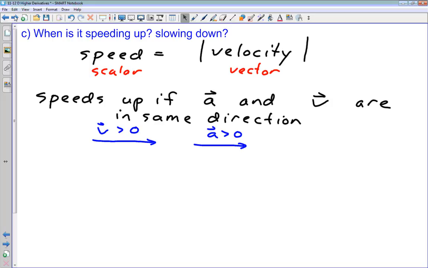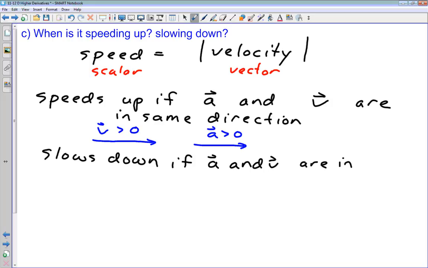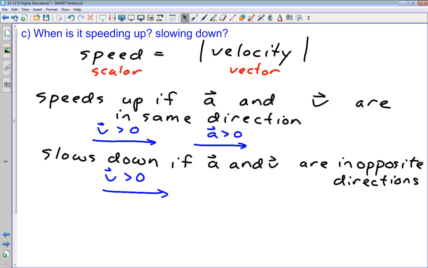It's going to slow down if our acceleration and our velocity are in opposite directions. So same kind of picture here. We can imagine our velocity is positive. What if our acceleration is negative? Okay. If we think of the acceleration as providing a force, the force is being applied opposite to the direction of motion. So it's going to tend to slow this thing down. So even though our velocity is positive, acceleration is causing it to get smaller in magnitude.